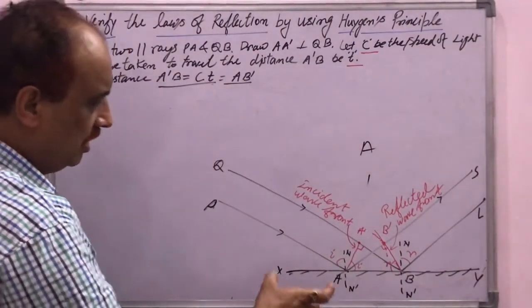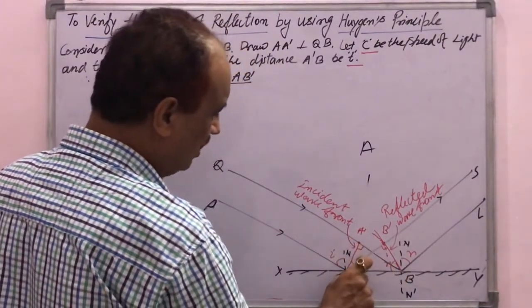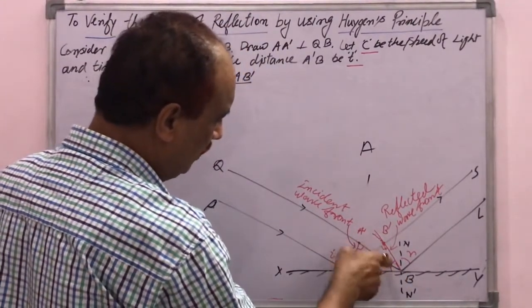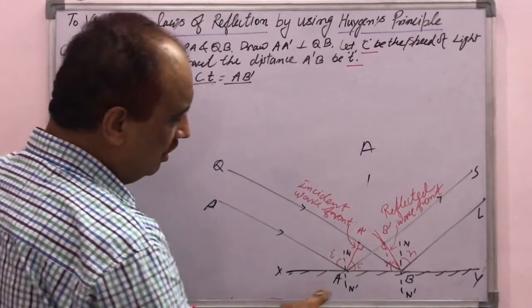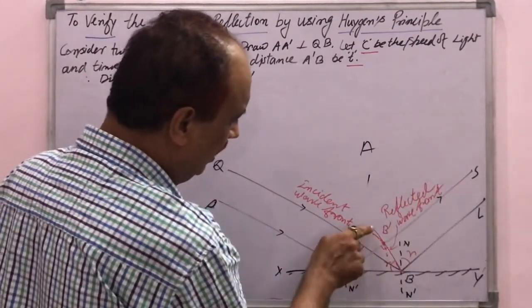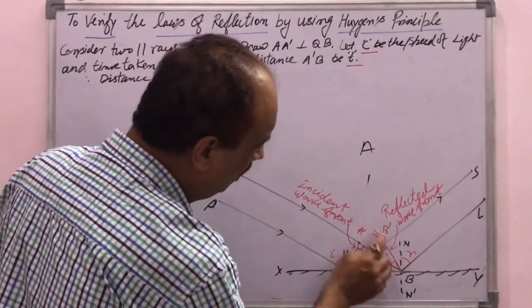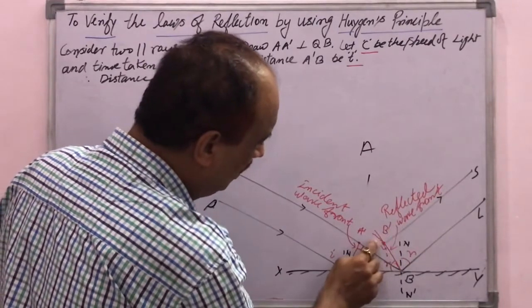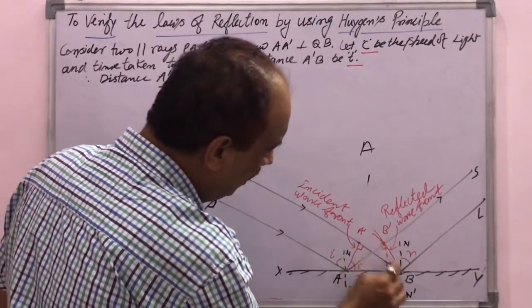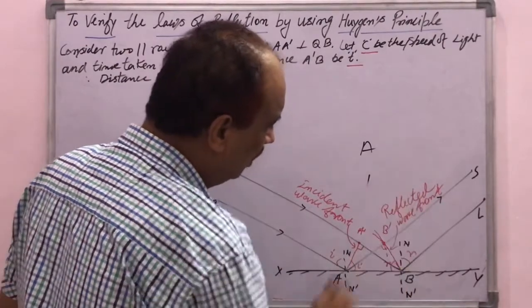If we take this distance A dash B as a radius and A as a center and draw a sphere, this sphere cuts the AS ray, the reflected ray, at the point B dash. Drawing a tangent from B to the point B dash gives the new position of the wavefront, and this is known as the reflecting wavefront.